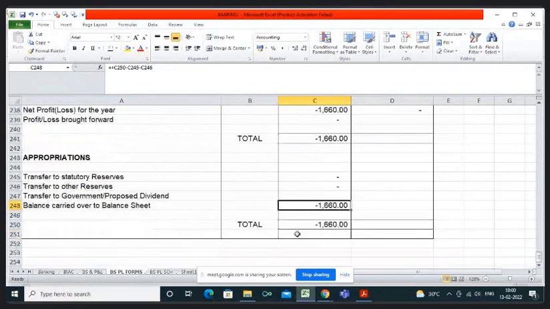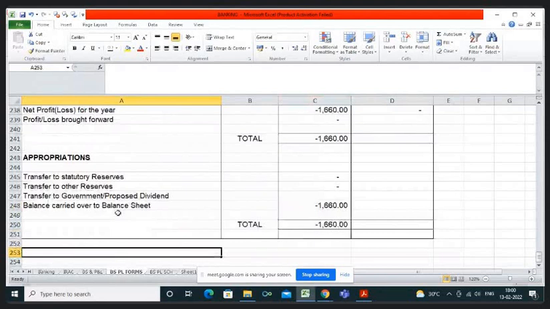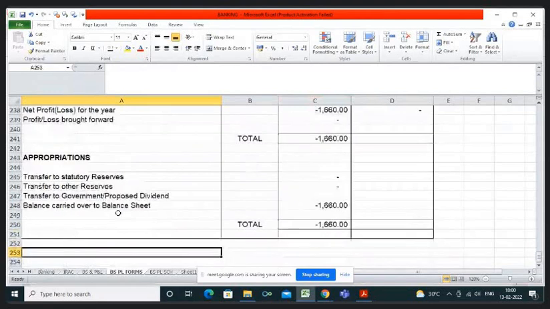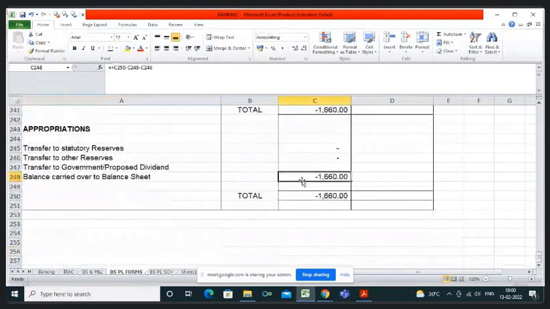So this is the solution for this particular problem. There is a net loss, so there are no appropriations. This will be taken to schedule 2, reserves and surplus in the balance sheet. So we have completed this particular problem.